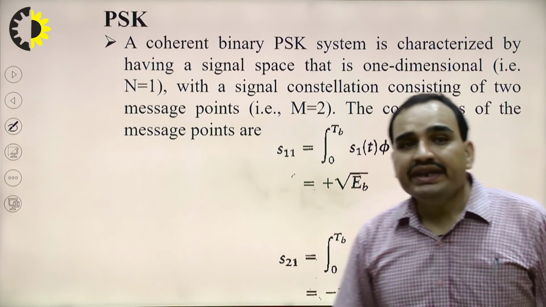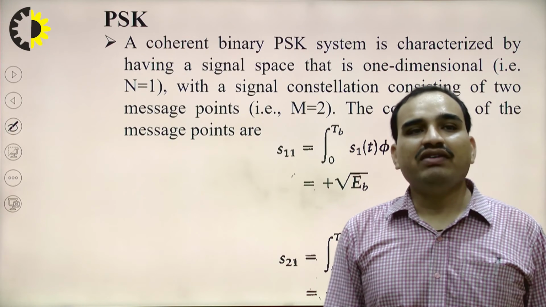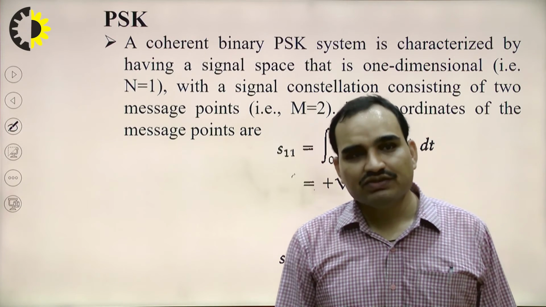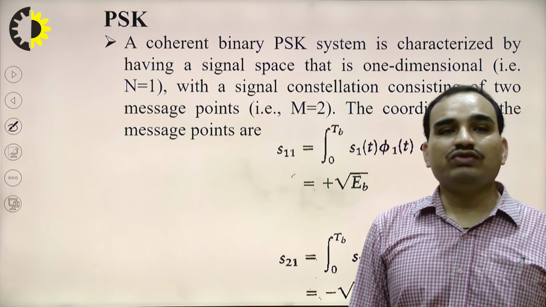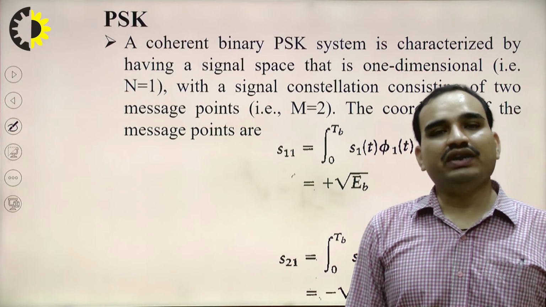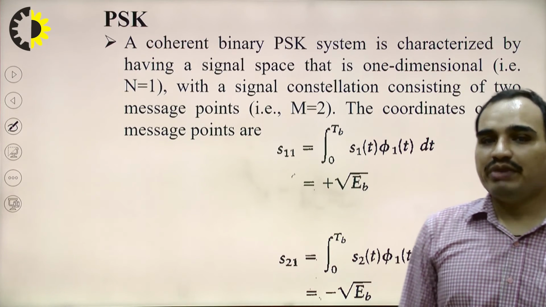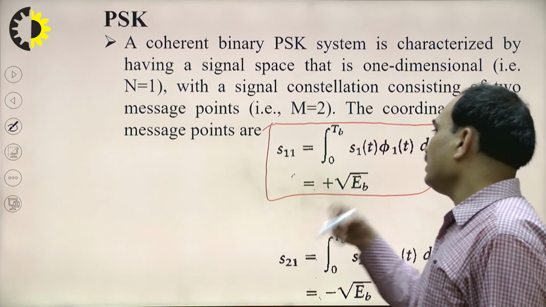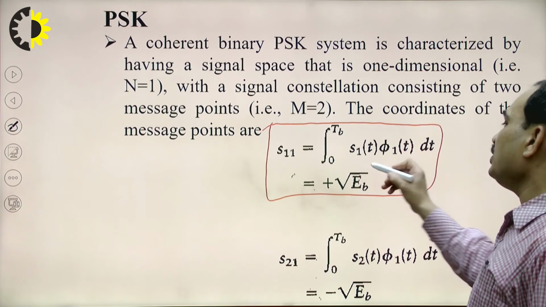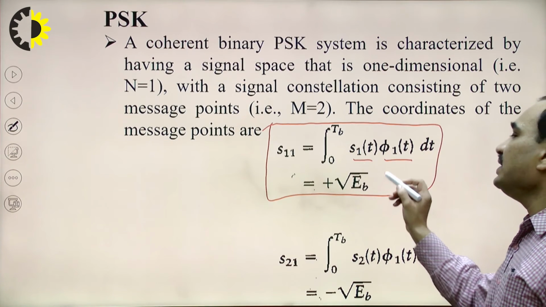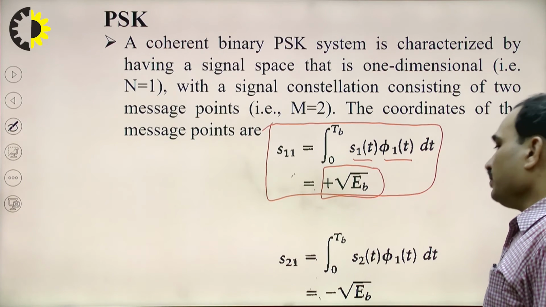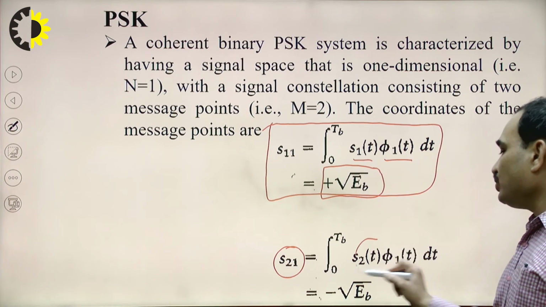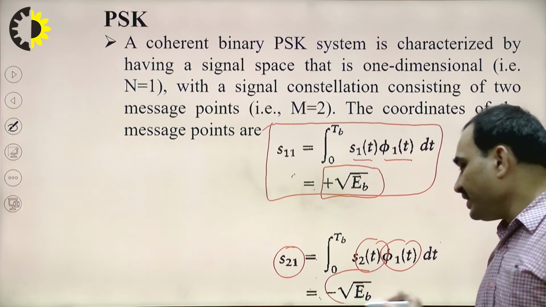So a coherent binary PSK system is characterized by a signal space that is one-dimensional, that is N equals 1, because we have only one basis function, with a signal constellation consisting of two message points, that is M equals 2, which I already explained. The coordinates of the message points can be written as follows: s11 is the integral from 0 to Tb of s1(t) times phi 1(t) dt, which is plus root Eb, and s21 is the integral from 0 to Tb of s2(t) times phi 1(t) dt, which gives minus root Eb.